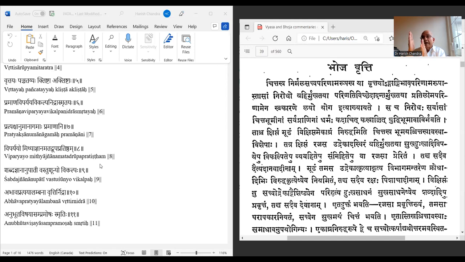That also can appear on your buddhi or chitta, but you get to know it and you test it, but this happens to be wrong. The third is vikalpa. He is describing it as shabda jnana anupati vastu shunyo vikalpa. Now this is a third, unusual category. This is neither correct knowledge nor wrong. Something in between, but it is in vogue.